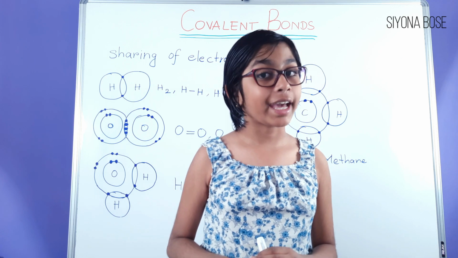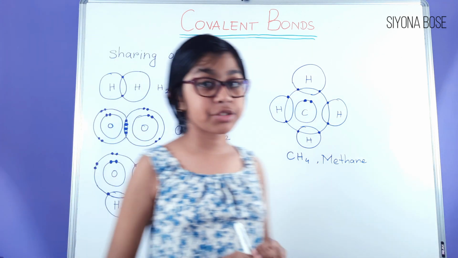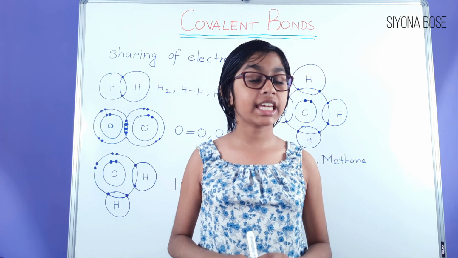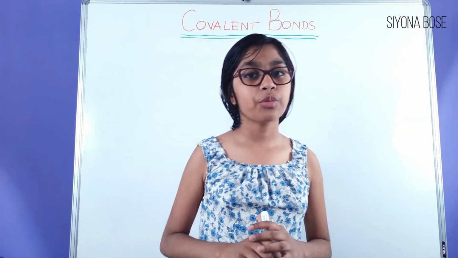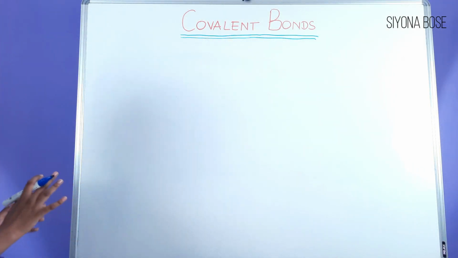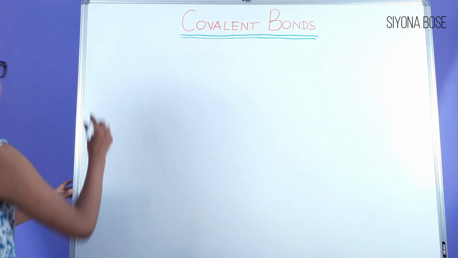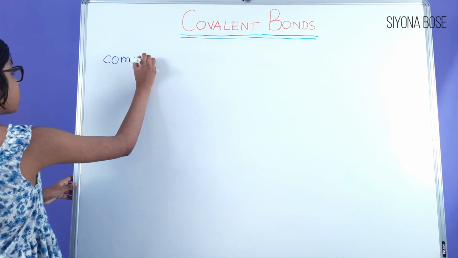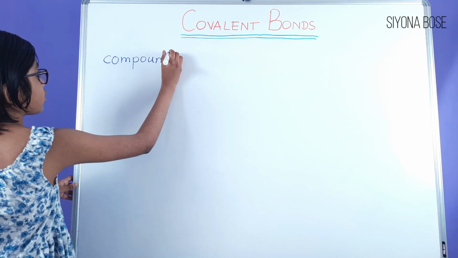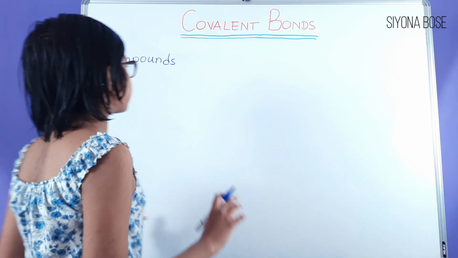Now you may take a look at the board. Next, we will discuss electronegativity and types of covalent bonds. Let's continue. In this sharing of electrons, we need to understand that compounds consist of 2 or more different elements.